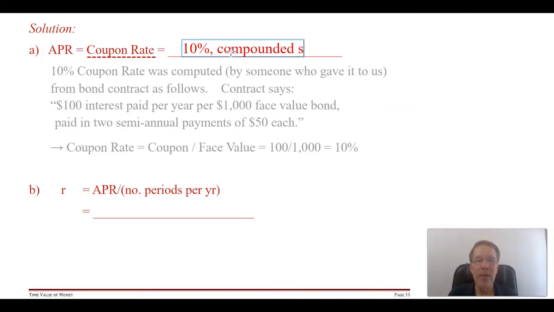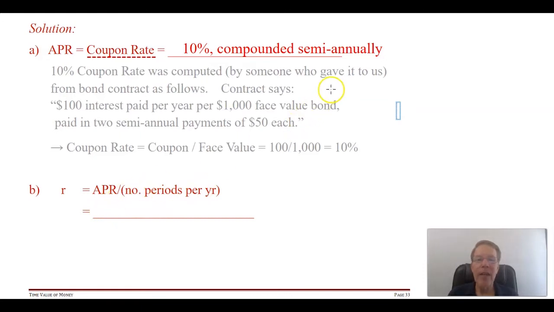Compounded semi-annually, okay? And you can read the gray information down here to see how the coupon rate was actually figured out when the initial bond contract was established. But again, that's in gray, so you don't have to do that if you don't want to, okay?